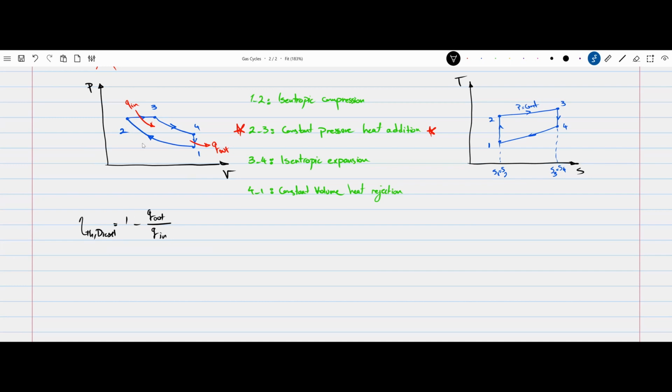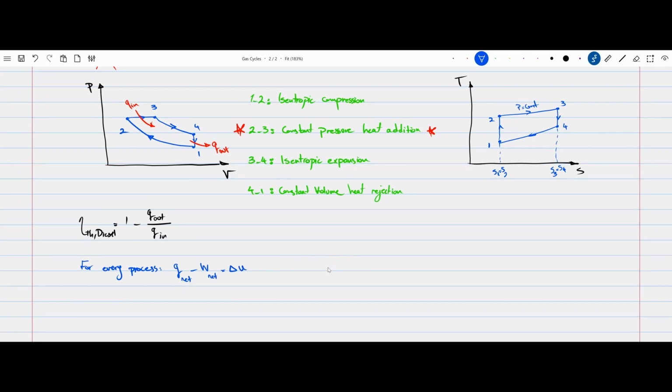The only difference, again, I want to emphasize this because it is important and is really the only difference between diesel and Otto, is that Q in now is a constant pressure. Again, for every process, the first law of thermodynamics holds true. So that means for every process, Q net minus W net is equal to the change of internal energy.